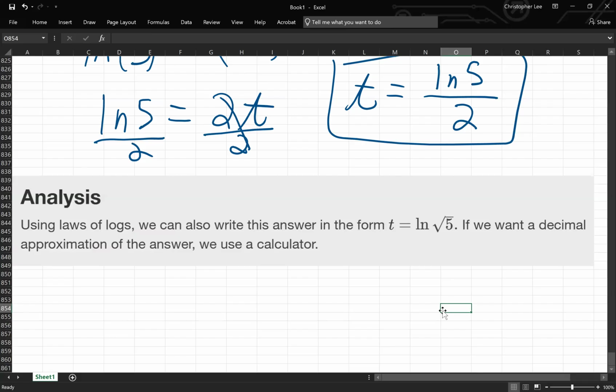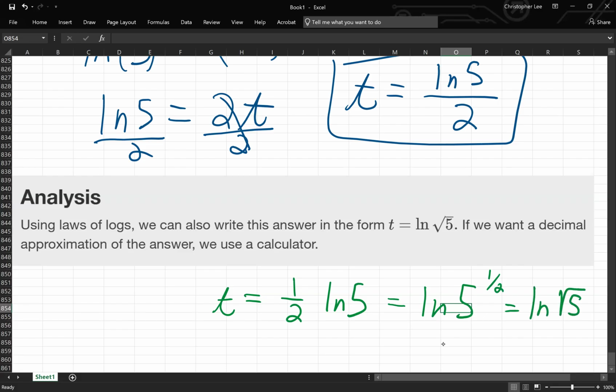All right, so analysis. Using laws of logs, we can also write this answer in the form t equals ln square root 5. If we want a decimal approximation to the answer, we have to use a calculator. So what that's saying is, this answer that I have here, say it was written as t is equal to 1/2 ln 5. Then you could take that to the exponent, and it could be like ln 5 to the half power, and that's how they got ln square root 5. All the same thing. We're just playing with the rules at that point.